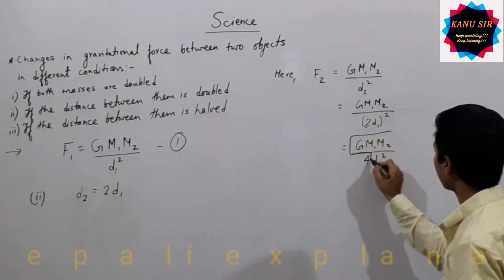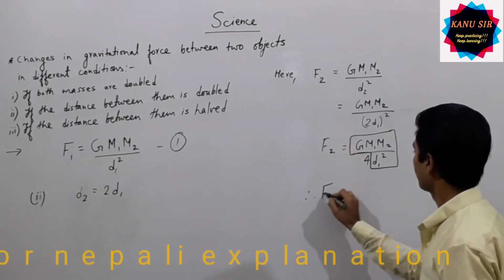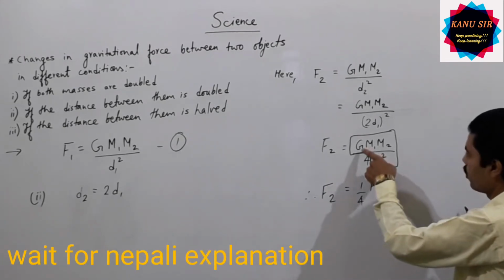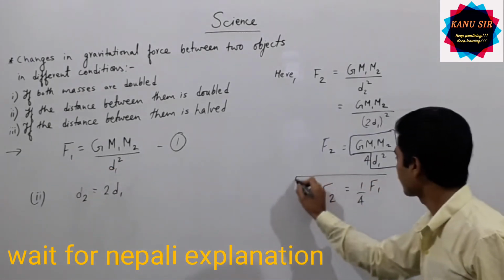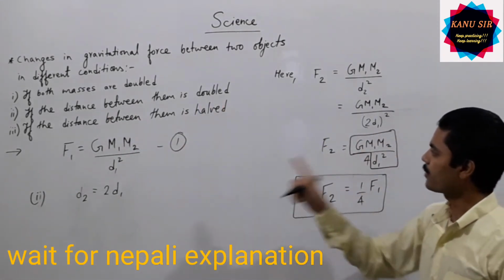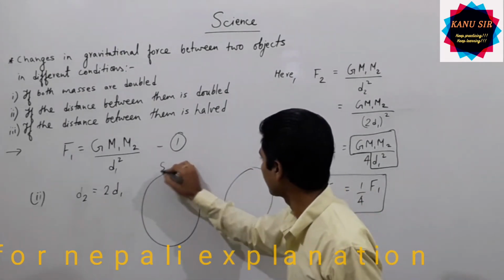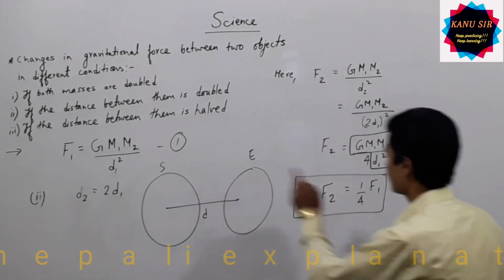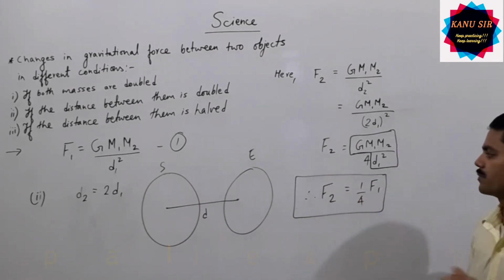If you try to separate this term, you will find that the new force F2 is 1 over 4 times the previous force F1, because this whole formula is equal to F1. So in this case, if the distance between them is doubled, then the gravitational force between these two objects, in the same example of the earth and the sun, will be 4 times less than the previous force.